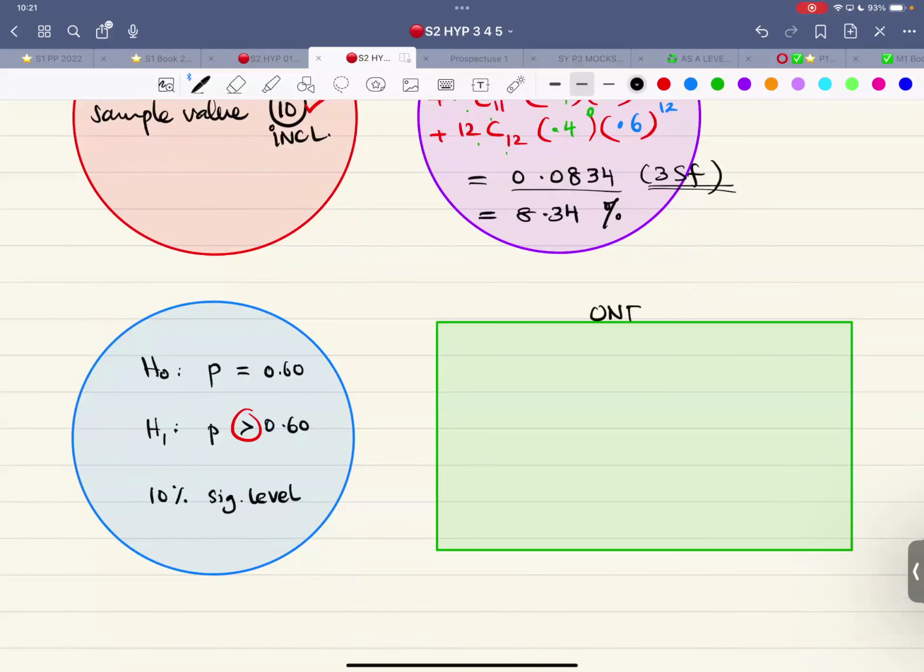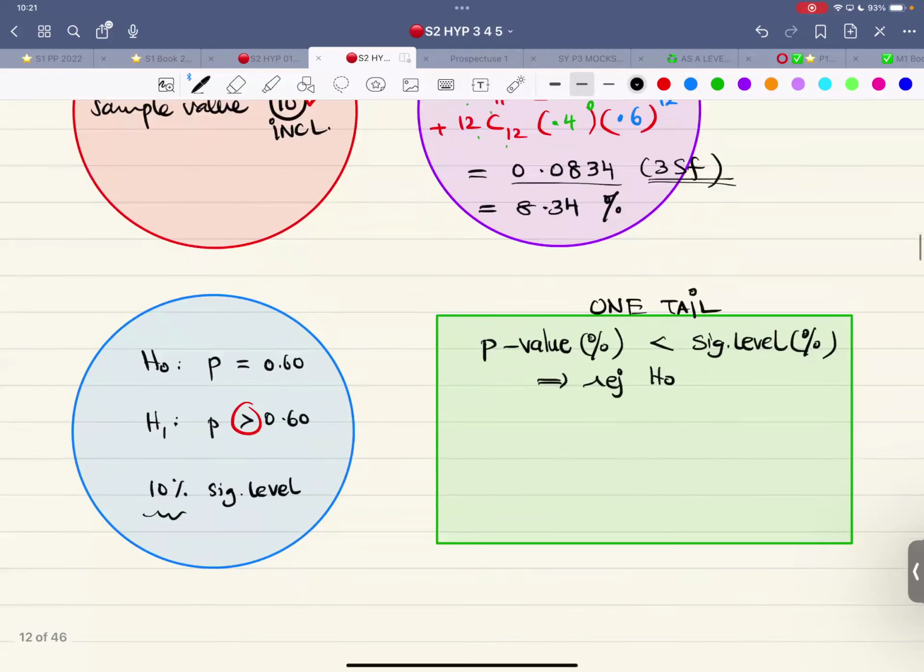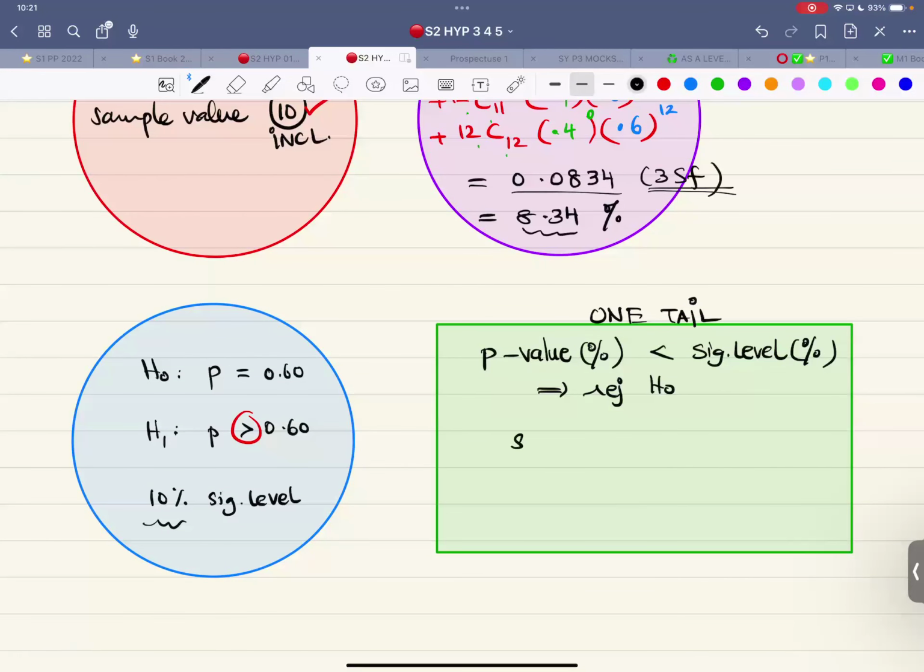Now it's a one-tail test. We are finally moving towards the conclusion. So we will write that for a one-tail test, the probability value in percentage, if it's lesser than the significance level, which is already in percentage, then the conclusion is reject H naught. This is the significance level. This is the p-value. 8.34% is lesser than 10%. Therefore, reject H naught. Therefore, accept H1.